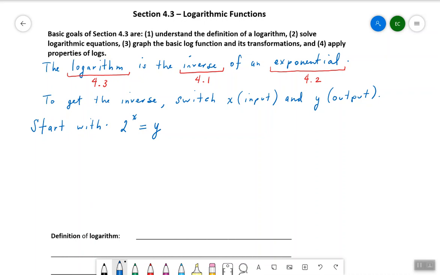In the previous sections, we would have written this as y equals 2 to the x. The fact that we switched the two sides shouldn't make any difference. So in order to get the inverse for this function, remember we just switch x and y. So let's write that. That gives us 2 to the y is equal to x. And now, remember the next step to find the inverse function is to solve for y.